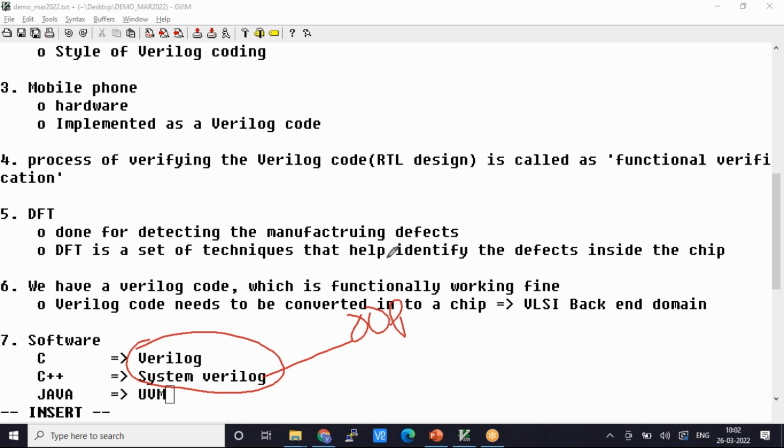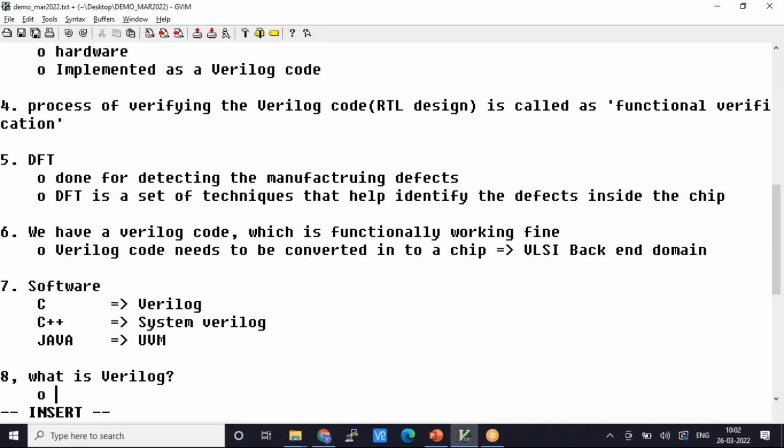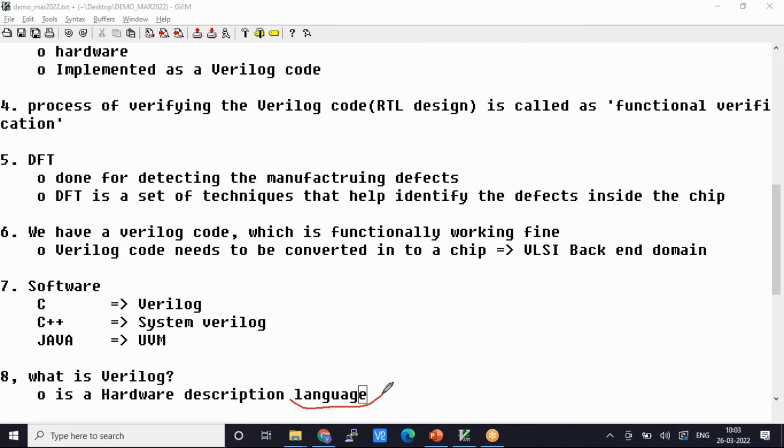Okay. Now, someone has asked a question: what is Verilog? Verilog is a hardware description language. What do we mean by hardware description language? Basically, you need to understand the term that it is a language, like English, Hindi, Telugu, Kannada, different languages, right? So Verilog is also one such language. Only thing is we can't use it for day-to-day conversation.